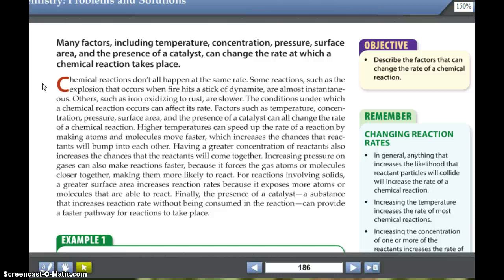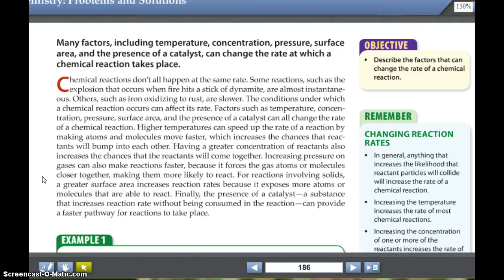Higher temperatures can speed up the rate of a reaction by making atoms and molecules move faster, which increases the chances that reactants will bump into each other. Having a greater concentration of reactants also increases the chances that the reactants will come together, because there's more of them. Increasing pressure on the gases can also make reactions faster because it forces the gas molecules or atoms closer together, making them more likely to react.